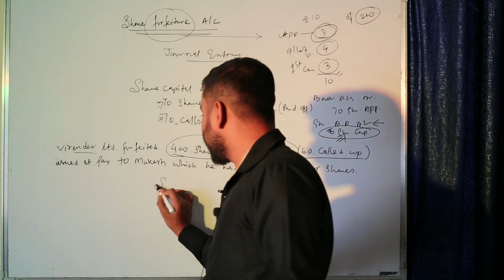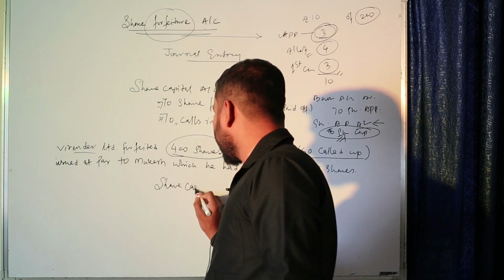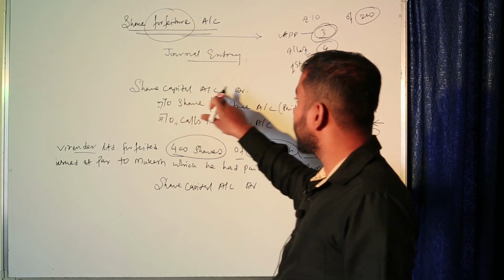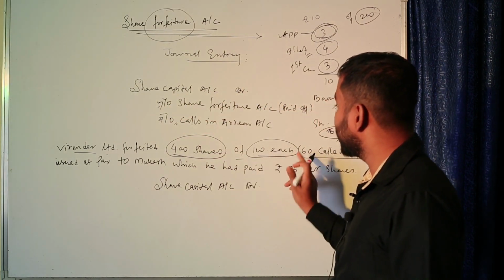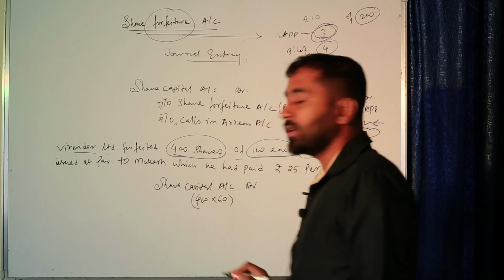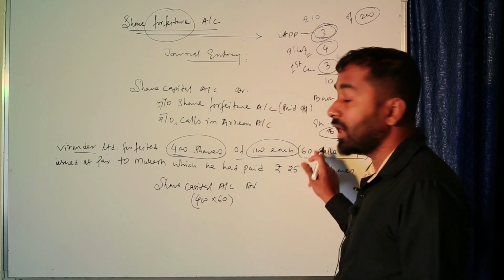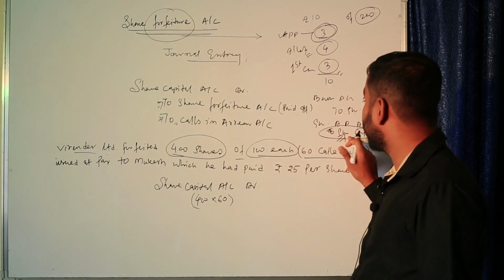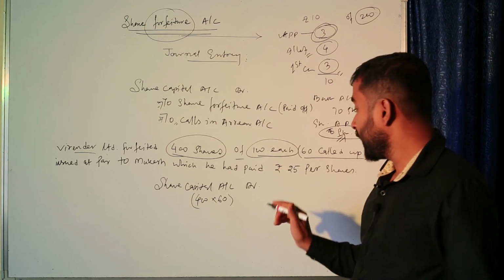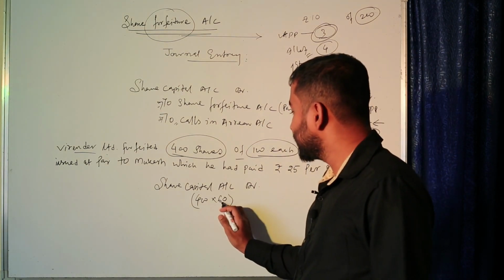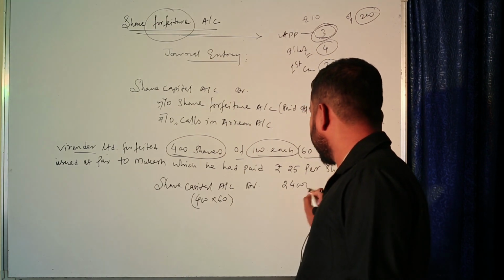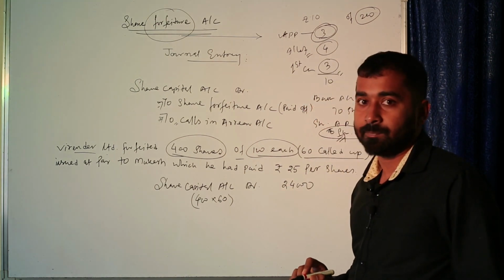So the entry is: first, share capital account debit. See that? Share capital account debit. How much did I send to share capital? 400 shares into 60 that I called. Whatever I called, that much journal entry I wrote and transferred to the share capital, so I should get it all back. So 400 into 60, the amount is 24,000. I hope you understood the first part.